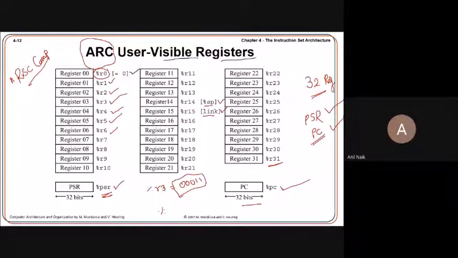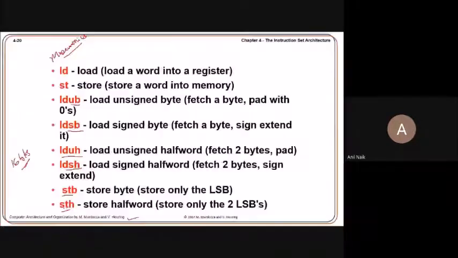Suppose percentage R10. R10 means, what is the binary for 10? 1 0 1 0, and you add 0 here. So in this way, you have to write the destination register here. 1, 2, 3, 4, 5. There are 5 bits reserved for the destination register RD. So I hope it is clear.